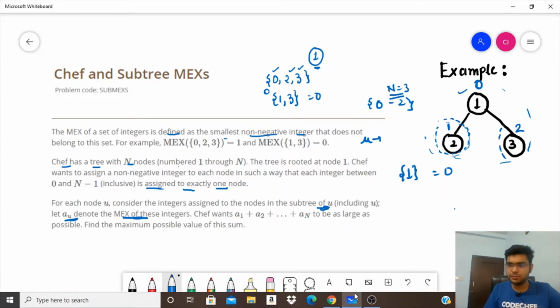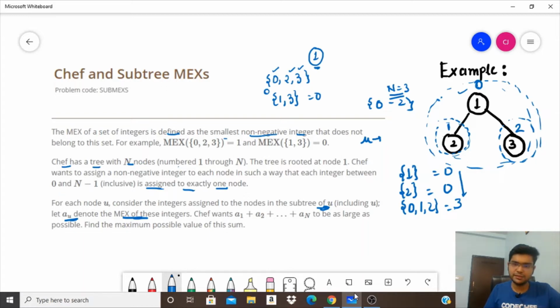The max of this particular node, that is only this subtree 3, will also be 0, because 0 is not present in the set. And if we consider the last subtree, which consists of the nodes 1, 2 and 3, right? So what will be the max? 0, 1, 2 are the values assigned to each of the nodes, and the max of these will be 3, right? So summing all the values in the end, what is the value of max that we are getting? The value of max in this particular case is 3, right?